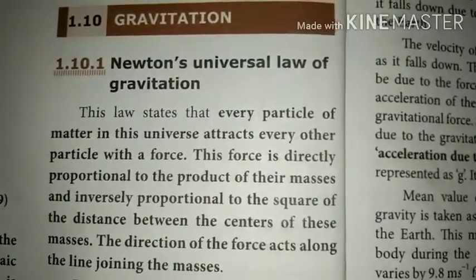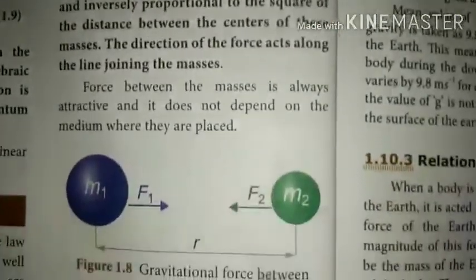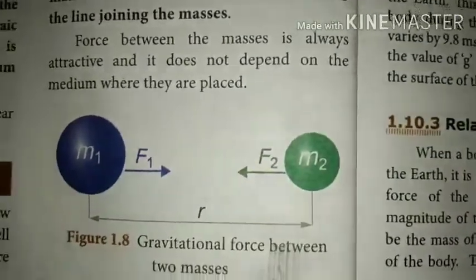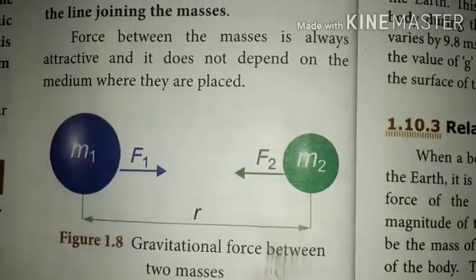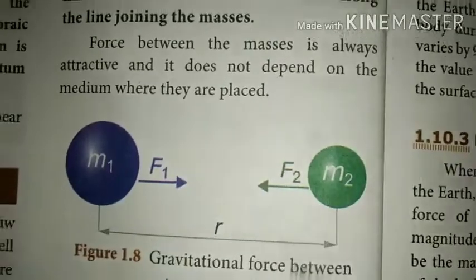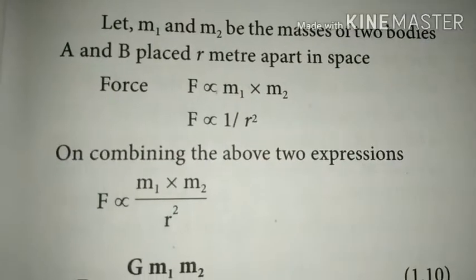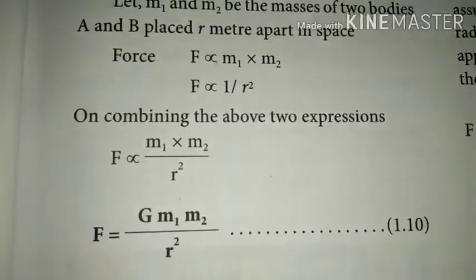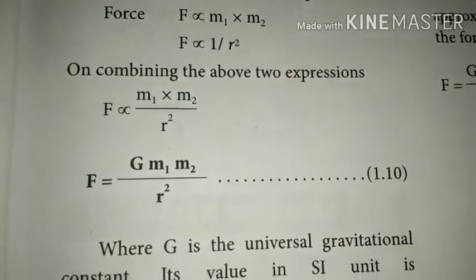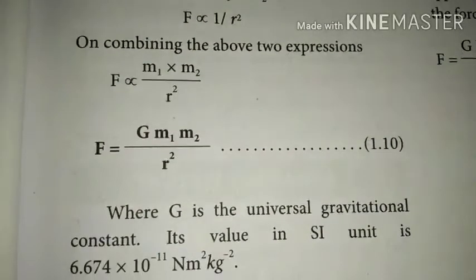The force is directly proportional to the product of the masses and it is inversely proportional to the square of the distance between them. Here, F1 is the force acting on mass m1, F2 is the force acting on mass m2. Force is directly proportional to m1 into m2 and the force is inversely proportional to 1 by r square. By combining the two equations, F is directly proportional to m1 into m2 by r square.